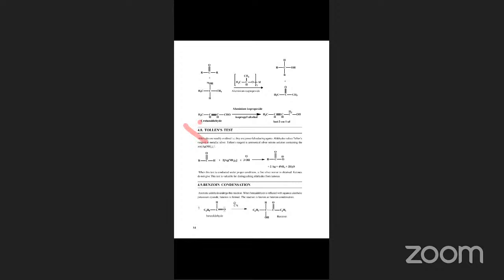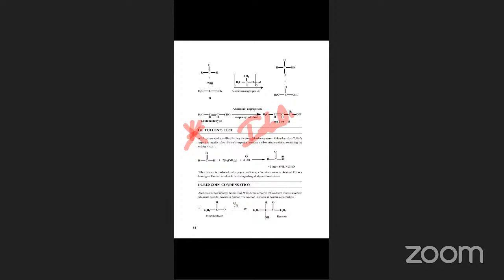Another important one, in the laboratory we can use the Tollens test. It is the identification test for aldehydes and ketones. Just write down: identification test for aldehydes and ketones. Yes or no? Identification.